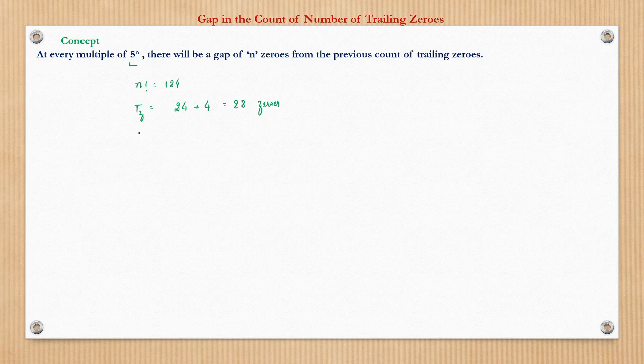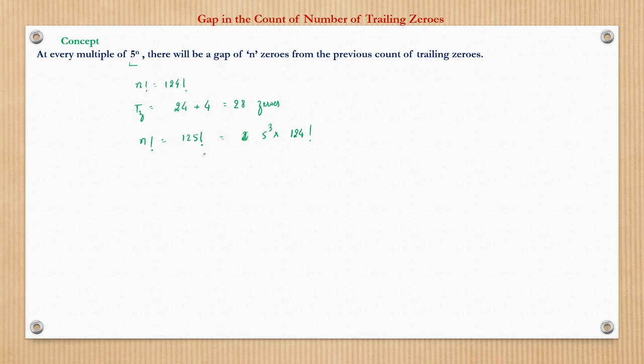right? Fine. Now if n factorial is 125, so what is 125? This is nothing but 5 raised to power 3. 125 factorial can be written as 125 into 124 factorial.